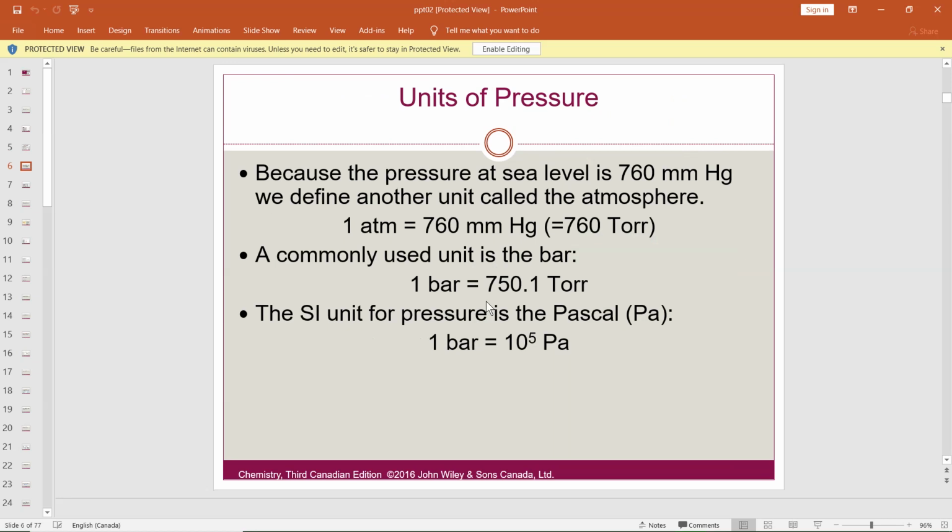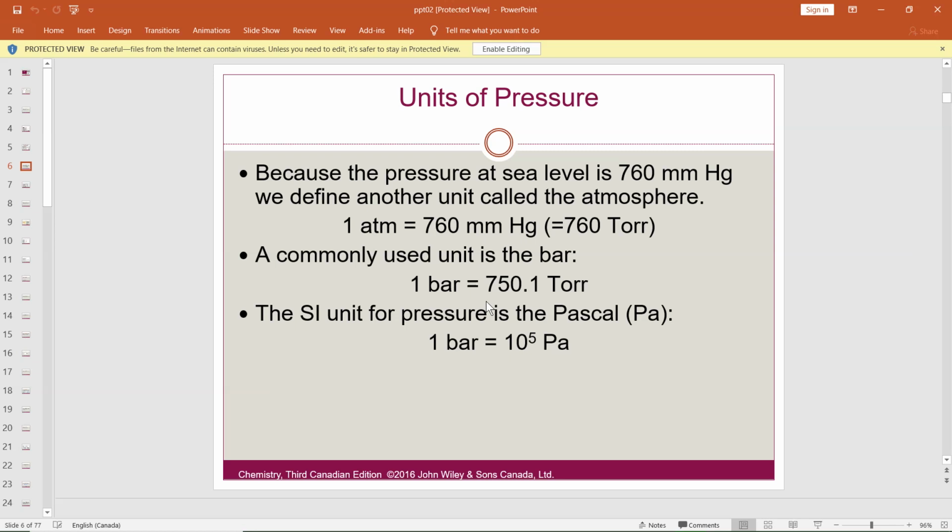So we have some units for pressure, and this is also on page 61, that 1 atmosphere is 760 millimeters of mercury. And it's also called 760 torr, T-O-R-R, short for Evangelista Torricelli, I think his name is. And 1 bar is close to 1 atmosphere, right? An atmosphere is 760 millimeters of mercury, and a bar is 750.1 millimeters of mercury, or 750.1 torr. So a bar and an atmosphere are pretty close to each other.